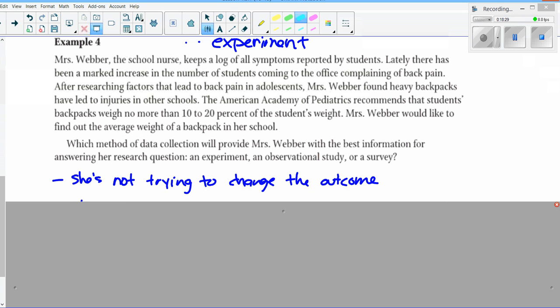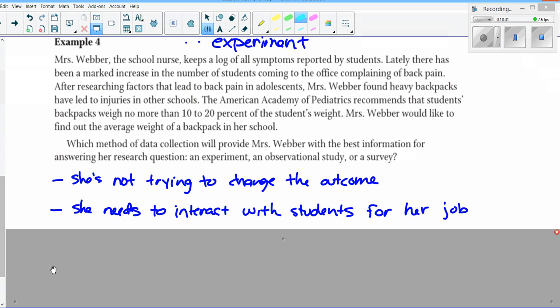She needs to interact with students for her job, but she would also have to interact with them to obtain what their backpack weighs and what they weigh. She's not trying to change the outcome. An experiment is where you're trying to entice, change outcomes. She's not trying to change it. She just wants to know what the average weight is. Maybe there will be a follow-up to it, but for right now, that's it.